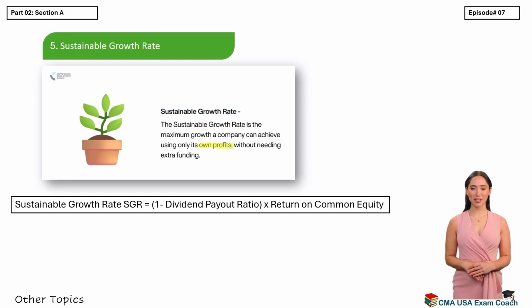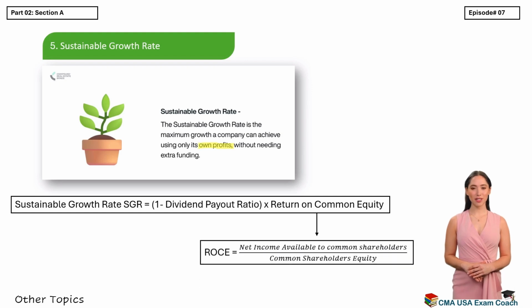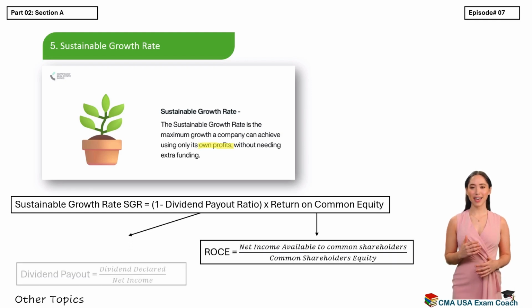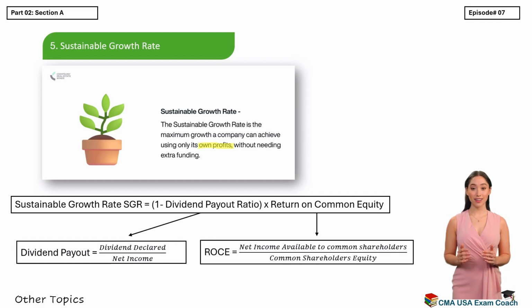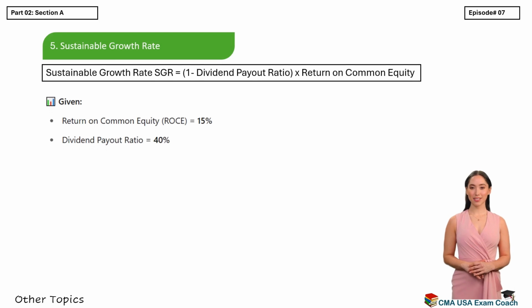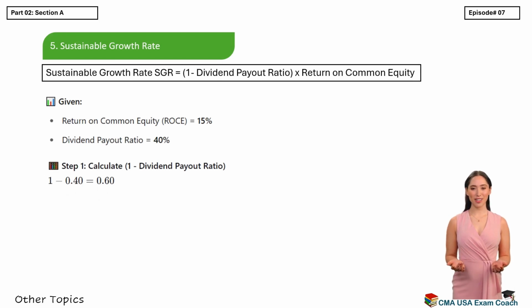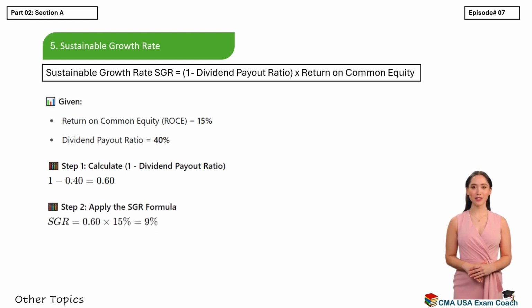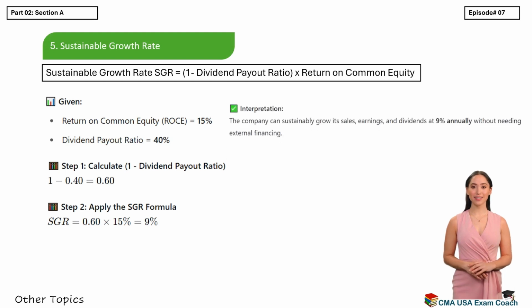Let's see a simple calculation. Suppose a company has a return on common equity of 15% and a dividend payout ratio of 40%. First, calculate 1 minus the dividend payout ratio. 1 minus 0.40 equals 0.60. Now, apply the sustainable growth rate formula. SGR equals 0.60 multiplied by 15%, which equals 9%. This means the company can grow its sales, earnings, and dividends at a sustainable rate of 9% annually without taking on new debt or issuing more shares.